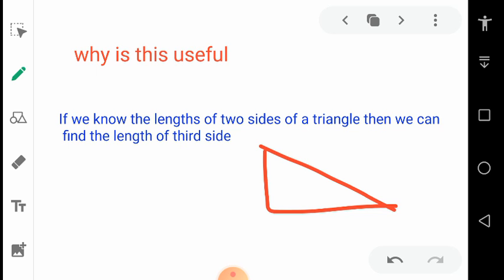Okay, if you know this side and want to calculate the hypotenuse, you can do this by using Pythagoras theorem. Or maybe in a triangle you know the length of the hypotenuse and this side, then you can calculate the length of this side also. So it can be used to find the length of any side in a right angled triangle.